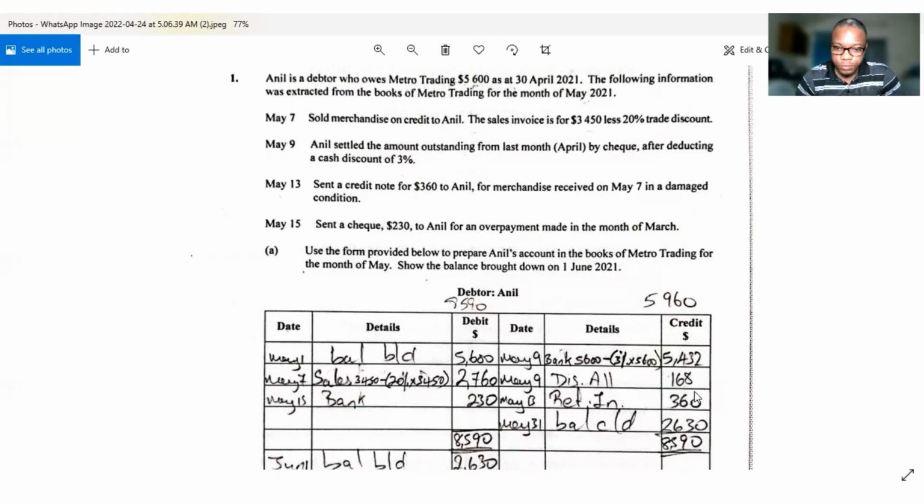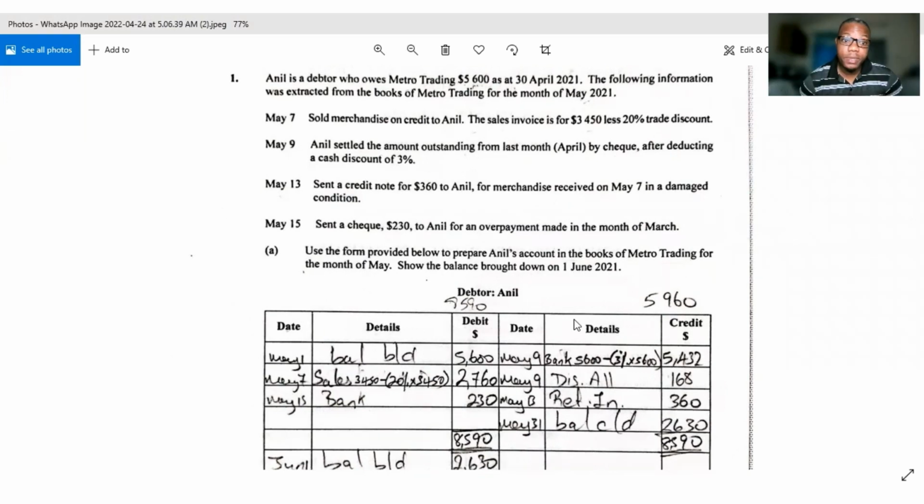All right. May 13, sent a credit note for 3,600 to Anil for merchandise received in a damaged condition. Now this credit note is sent to your customers when they have returned goods. And so in the books of Metro Trading Limited, it would be considered returns inwards, or you can say sales returns, right? So in the debtors account, it is reducing the amount that debtors owe to you, and so it will be on the credit side. So May 13, I have returned inwards 360.